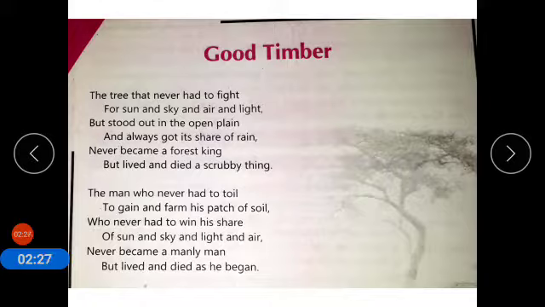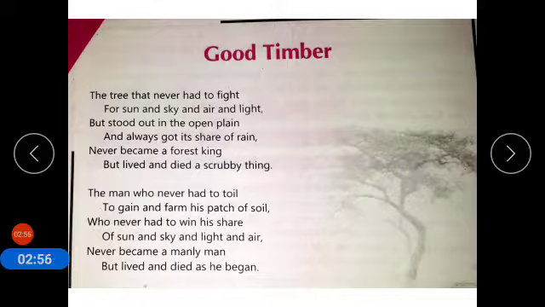In the first stanza, the poet wants to express that the tree that never struggled for sunlight, sky, air and light, and only stood in the open plain getting the share of rain, will never take a prominent position. It lived and died without getting any prominent position.